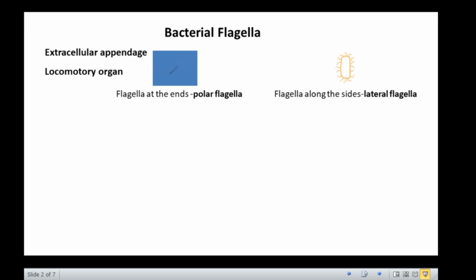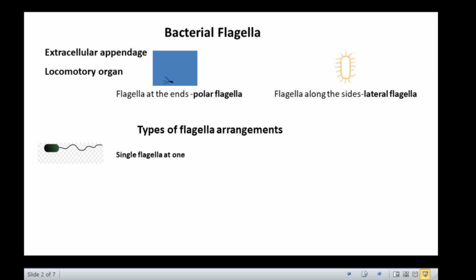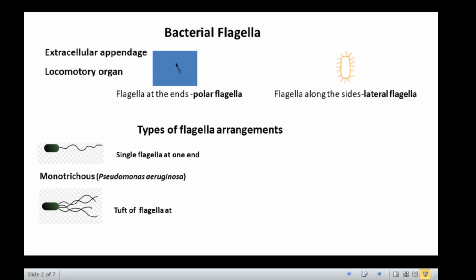Let us now discuss the different arrangements of bacterial flagella. Bacteria may have only one flagellum at one end and are called monotrichous. Example, Pseudomonas aeruginosa. If the bacterium carries a single tuft of flagella, it is said to be lophotrichous. Example, Pseudomonas fluorescens.